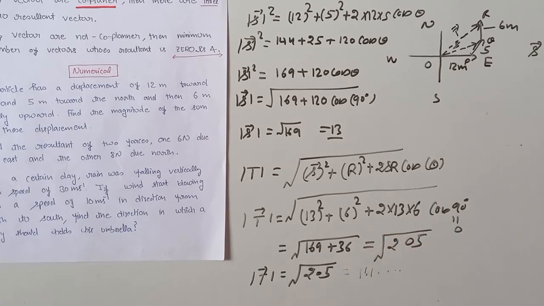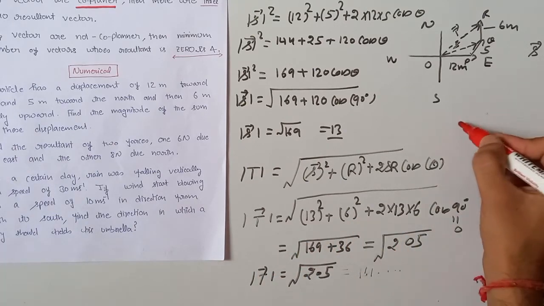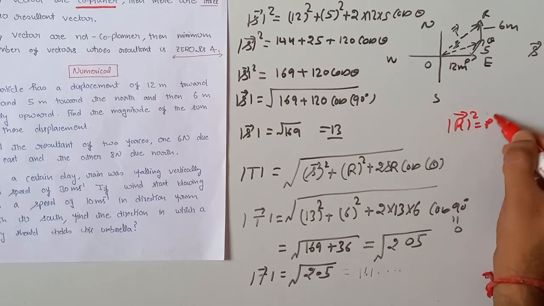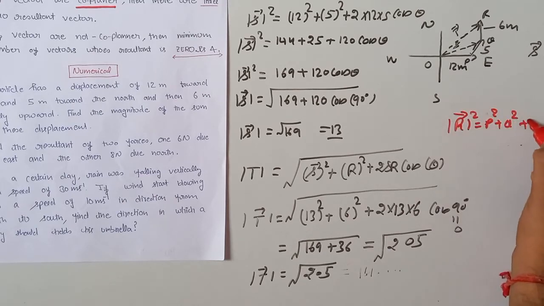I hope this numerical is clear to you. Here we use the parallelogram formula of the resultant. The formula is: magnitude of R squared is equal to P squared plus Q squared plus 2PQ cos theta.